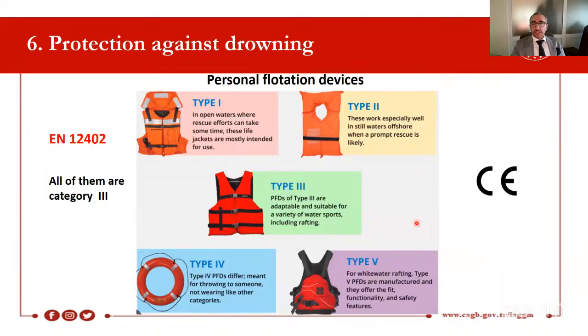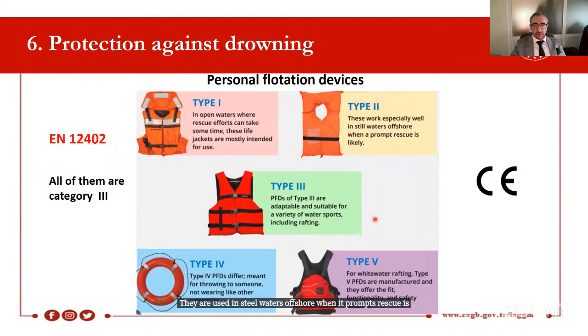Lastly, we will mention about protection against drowning briefly. There are different types of equipments used against drowning. Type 1, flotation devices are life jackets, as you see on the slide. They are used in open waters where rescue efforts can take some time. Type 2 is a device as illustrated on the right. They are used in still waters offshore when a prompt rescue is likely.